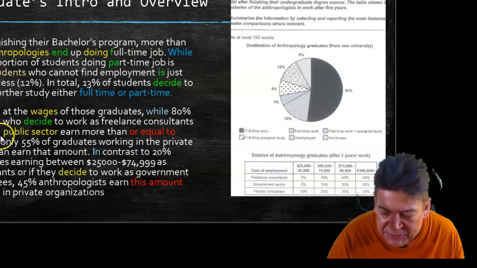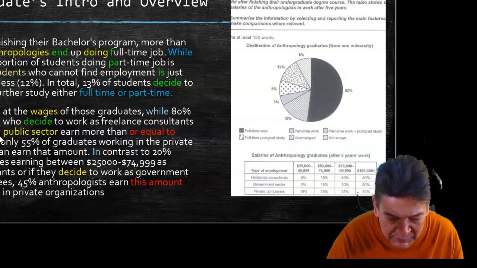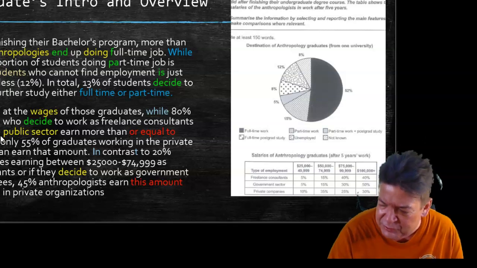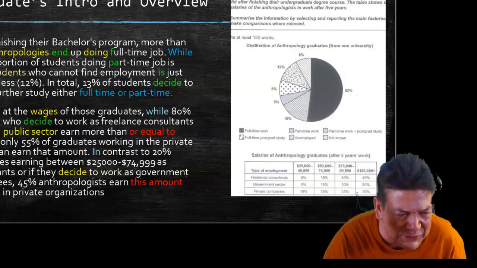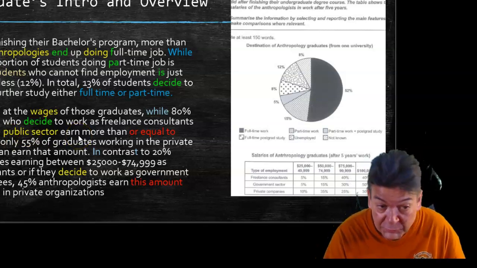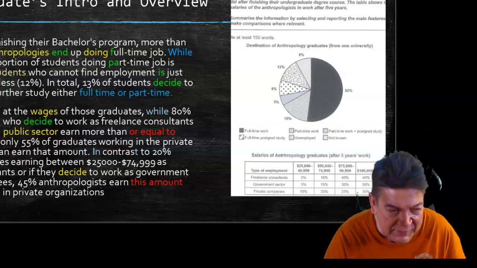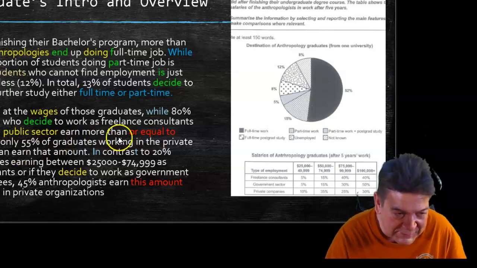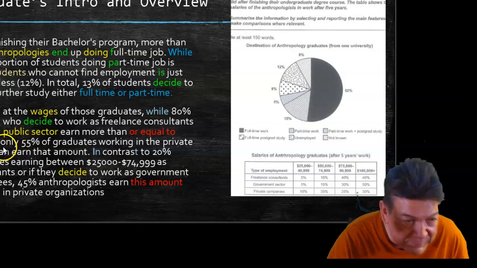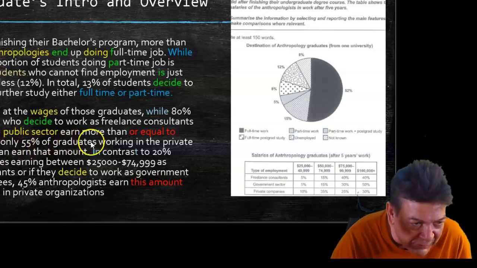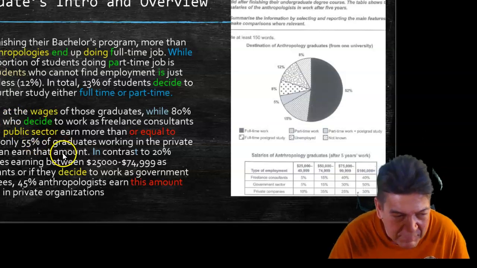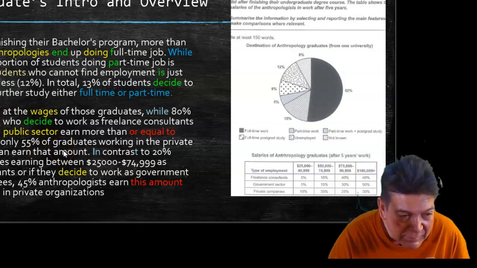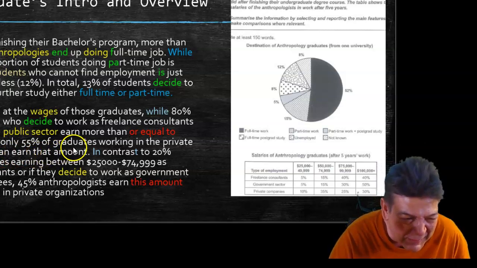You know, private sector is very commonly used. It's private sector jobs. But just here, government referred to as public sector. Yeah, it does happen. It's kind of rare, though, but sure. Earn more than or equal to, don't need that, $75,000. I don't think any of them, yeah, just say more than. Only 55% of graduates working in the private sector can earn that amount. Oh, public sector, private sector. Okay. Can earn, earned. Once again, past tense.